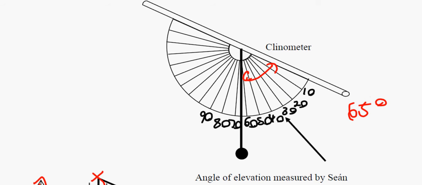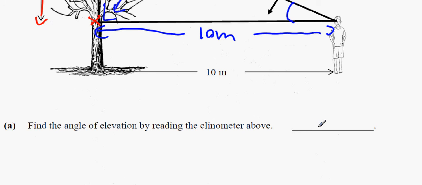So the first answer is find the angle of elevation using the clinometer above. It's going to be 65 degrees. Okay.